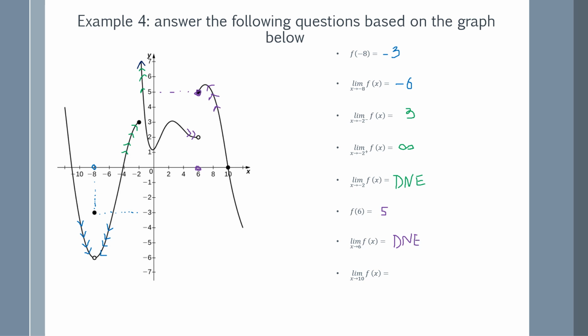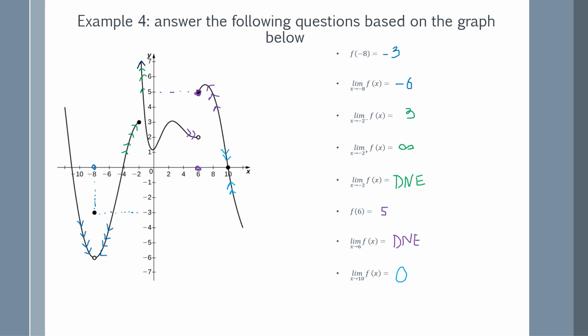And the last question is asking us what is the limit as x goes to 10 of our function. Here you would consider the left limit and the right limit. In this case, everything is good. The two limits are the same. Then we say the limit of f of x as x goes to 10 is equal to 0.